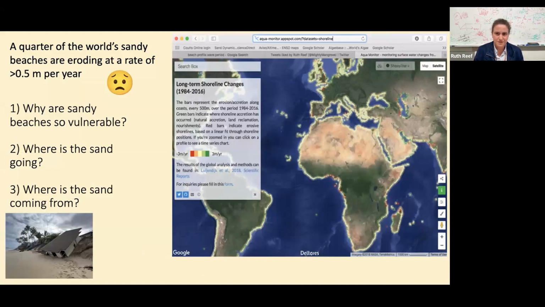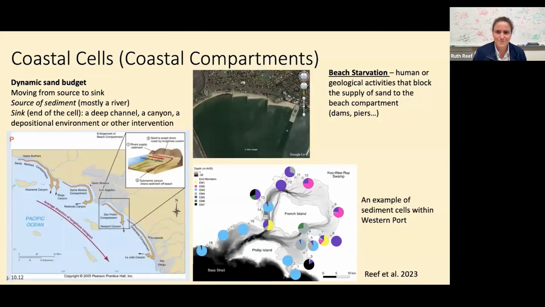So why are sandy beaches so vulnerable? When the beach retreats, where's the sand going? And where did the sand come from in the first place? Those are 3 things we have to address first. Beaches are not standalone entities.